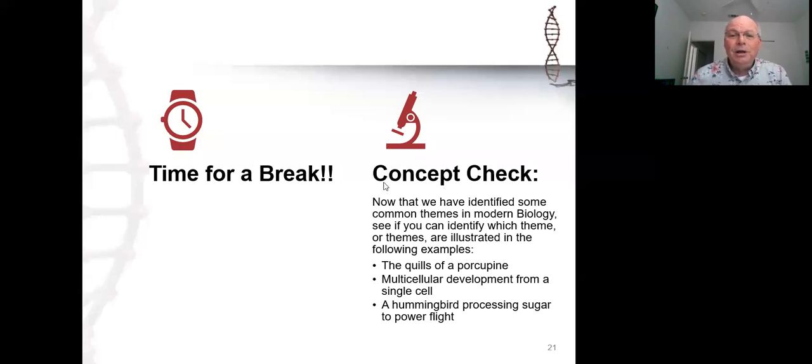But if you want to follow through with this concept check, let's do the concept check question. So now that we have identified some common themes in modern biology, see if you can identify which theme or themes are illustrated in the following examples. Quills of a porcupine, the multicellular development from a single cell to ourselves, or a hummingbird processing sugar to power its flight. There's at least one theme attached to each of these. There could be more than one theme. So I'll stop for a minute.